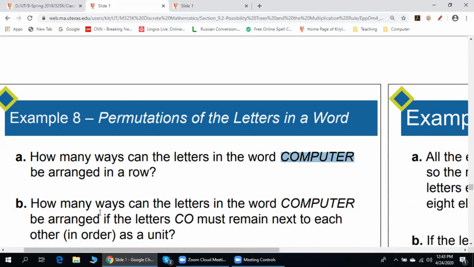Okay, B, how many ways can the letters in the word computer be arranged if the letters C, O must remain next to each other in order as a unit? Is that 7 factorial? 7 factorial. Why is that? Because now CO is 1 unit. Exactly. So now we think about CO as a single element. So we have element number 1, and number 2, number 3, number 4, 5, 6, 7. It's 7 factorial.